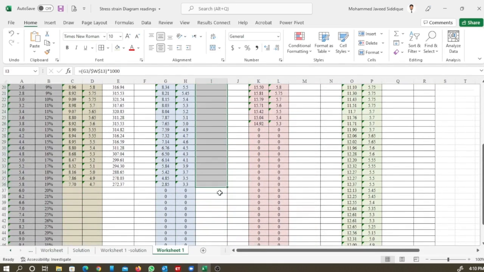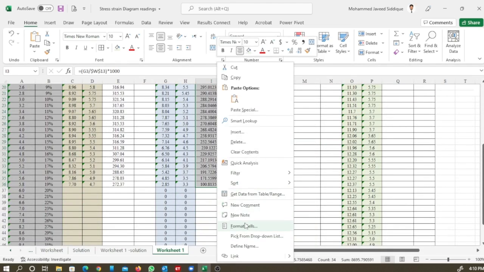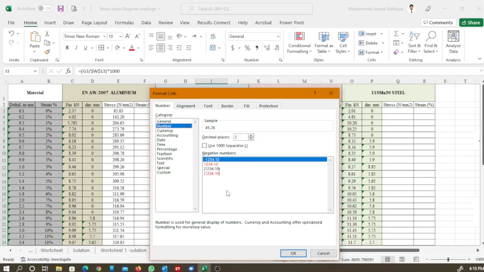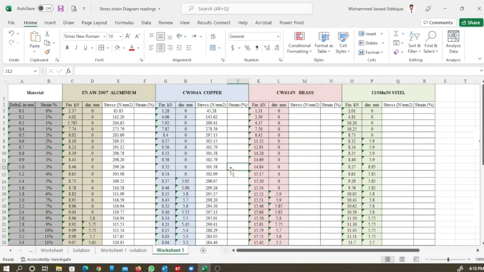So the rest of them are zeros, so this is enough. I can format cells, I say number again, I say OK. So these are my stress values for copper. So similarly, you can find out for different materials here, which is brass and steel. So you have aluminum, copper, brass and steel. Now let us see how to draw the graphs.